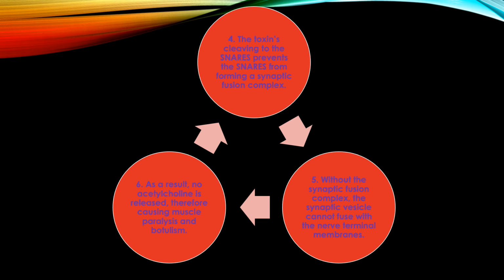Next, we have the toxins cleaving to those snares, and that cleaving actually prevents the snares from forming a synaptic fusion complex. And without this synaptic fusion complex, a synaptic vesicle cannot fuse with the nerve terminal membranes. And as a result, no acetylcholine is released, therefore causing the muscle paralysis and the botulism that we see.